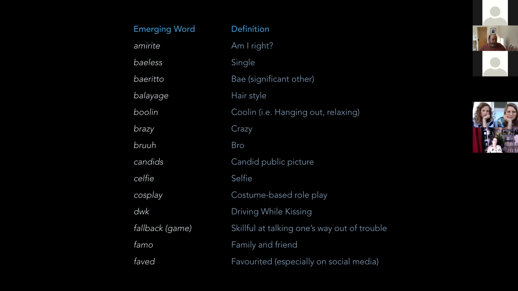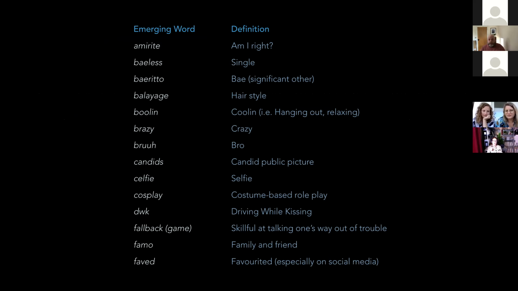So things like "am I right," which is just this kind of blending, smushing, compounding of a sentence. We get these bay forms. So bay is a couple years old at this point, but that means your significant other. So we get forms like bayless, or you'll see unbay later on, which are derivations of a new word. We get things that are related directly to fashion, like the hairstyle balayage.